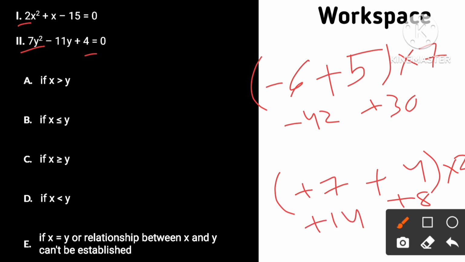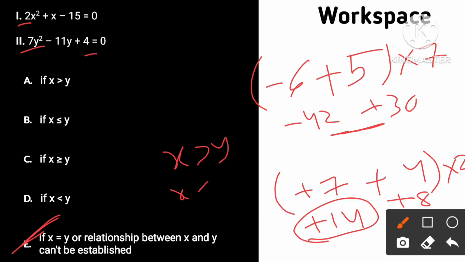Now by comparing these two, it is clear that this number comes in between these two numbers. So the answer will be option E, because we see x greater than y and x lesser than y relation here. So there is no relation can be established for this question.